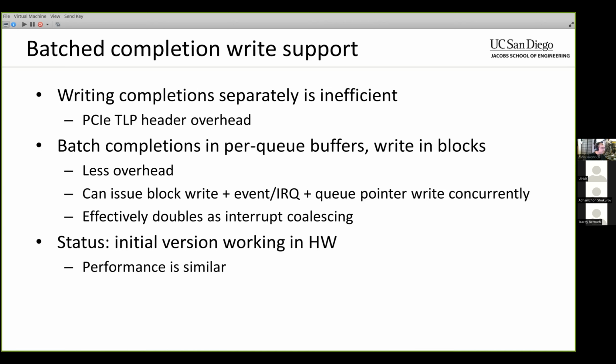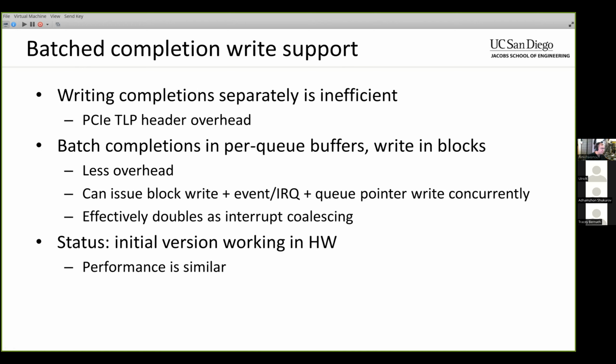All right. And then we get to the batch completion rate support that I've been working on for too long now. Anyway, the idea behind this is to batch the completions that are getting sent back to the host, and instead of writing every single one of them separately, write them in blocks. And then at the same time, we can delay the generation of interrupts and events, and also do the queue pointer write back kind of all at the same time. And this performs basically some level of interrupt coalescing.